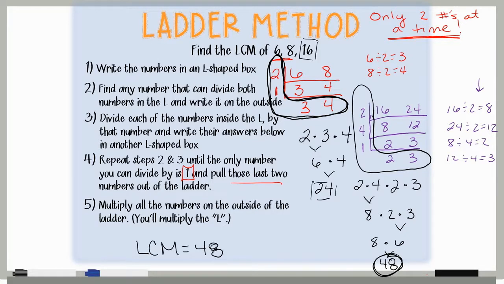I want to emphasize the only reason that I was able to do 2 times 3 before doing 8 times 2 is because of the commutative property. Since we were doing all multiplication, you can do the multiplication in any order and you're still going to get the same answer. You cannot do that if you're working with subtraction and division.